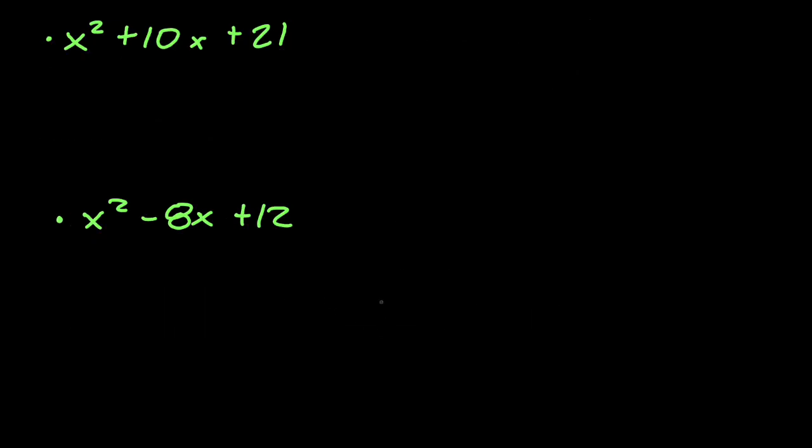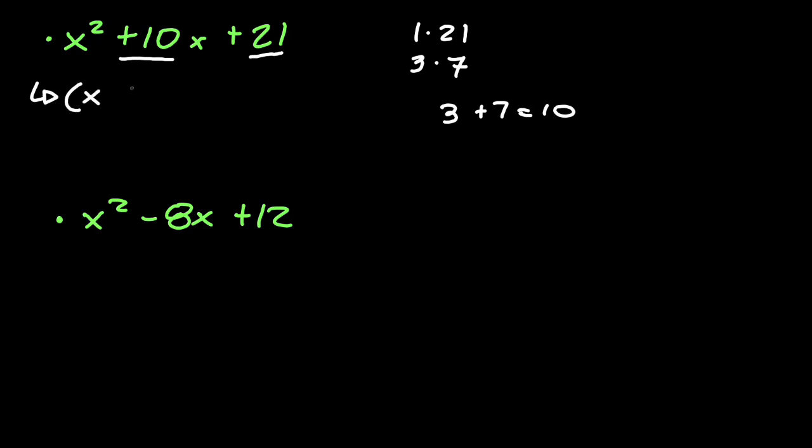X squared plus 10x plus 21. First, find the factors of 21, which would be 1 times 21, 3 times 7. So what we're looking for here is positive 10. So no need to put the negative sign on the factors. And so 3 plus 7 right here would be 10. And so the answer here would be x plus 3 multiplied by x plus 7.